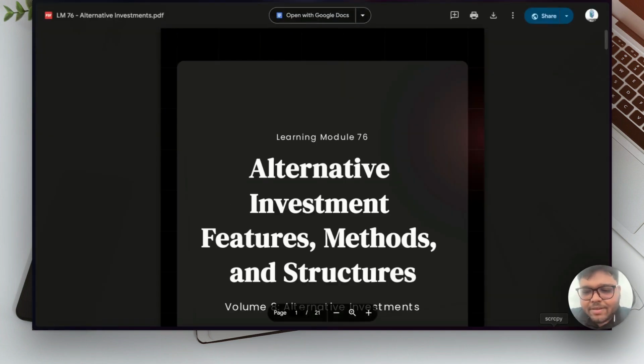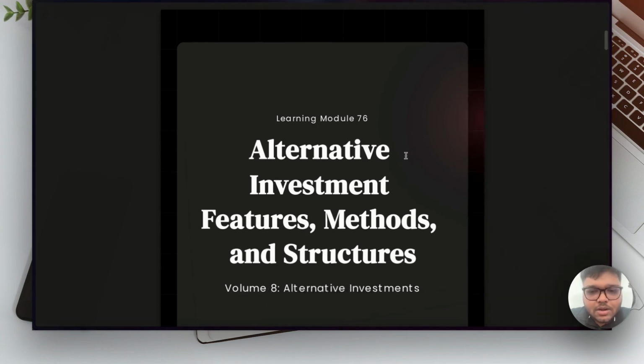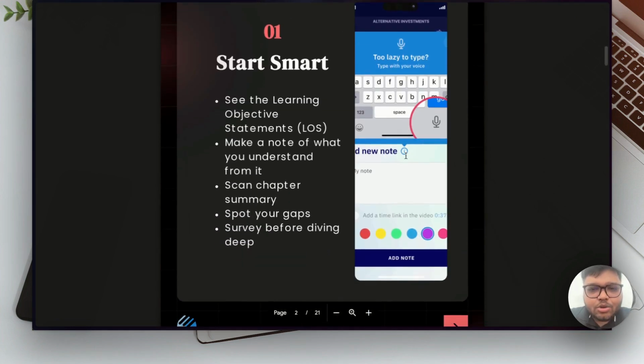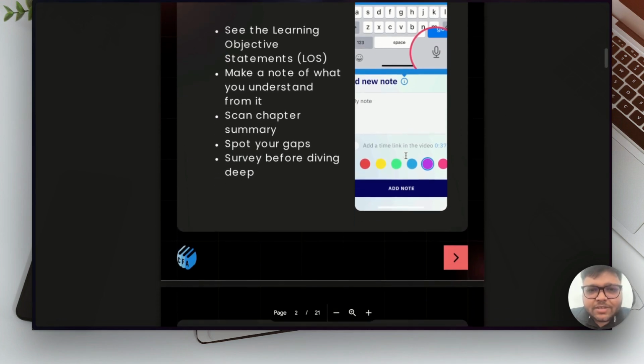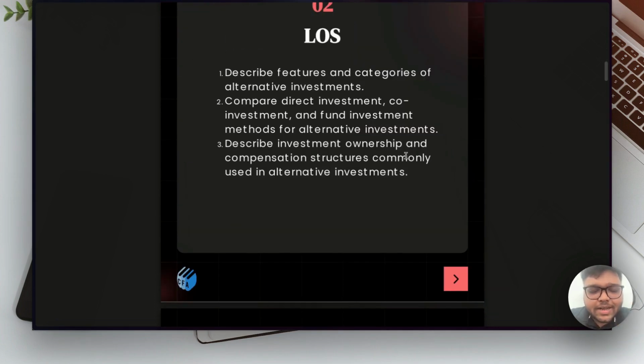What that means is that every module that we have, we will first show you the learning objectives, and you also have note taking capability in the app. So when you see the learning objectives, you should make a note of what you understand from it. Why this is important is it will help you formulate or articulate your initial thinking about the topic. Now, the CFA curriculum is very well structured, and each module has learning objectives, which, if you master, you will be able to pass the exam. It's as simple as that.